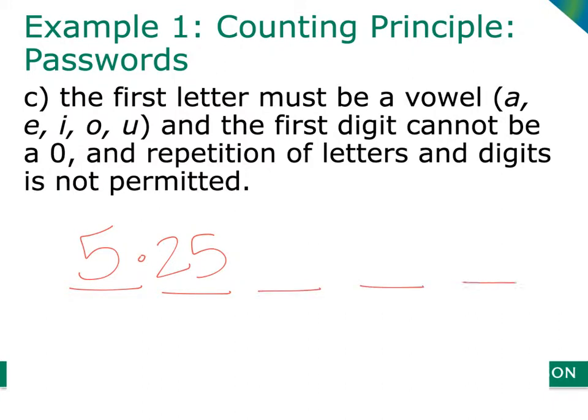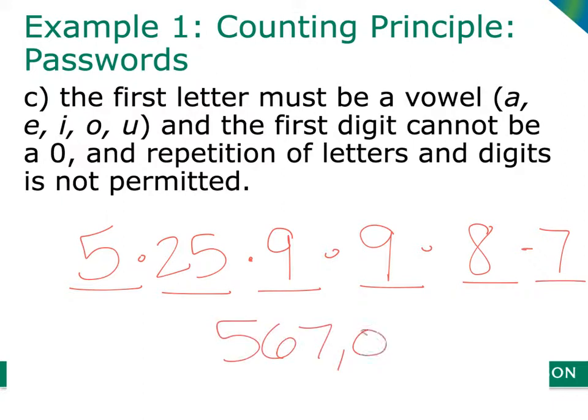Now we need to look at our digits. The first digit cannot be 0, so normally we would have 10 digits, but since 0 is not allowed, we only have 9, and repetition is not allowed. So there's 10 digits, you've already used 1, so that means 9 are left. Now 8 are left, now 7 are left. And you would need to multiply these together, which would give you only 567,000 possibilities of passwords.